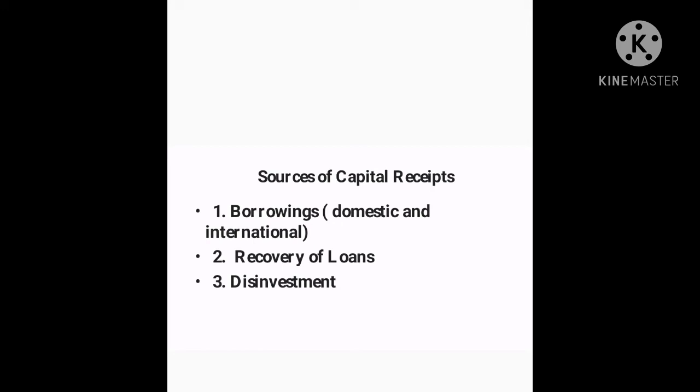Third, disinvestment. Government raises funds from disinvestment also. Disinvestment means selling whole or part of the shares, that is equity, of selected public enterprises held by the government to the private sector. As a result, government assets are reduced. Sometimes disinvestment is also termed as privatization because it involves transfer of ownership of public sector enterprises to private entrepreneurs. So these 3 points are the sources of capital receipts: borrowing domestically and internationally, second, recovery of loans, third, disinvestment.